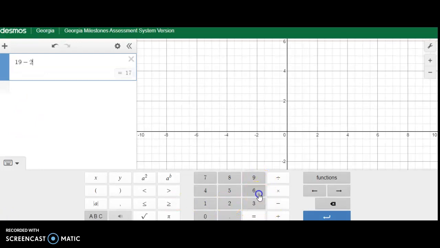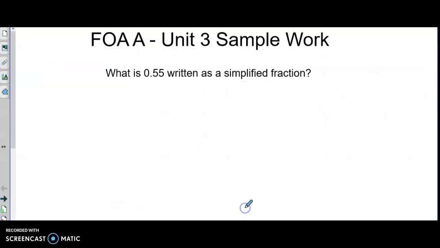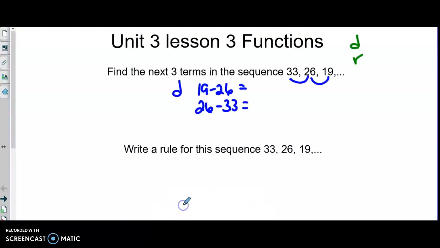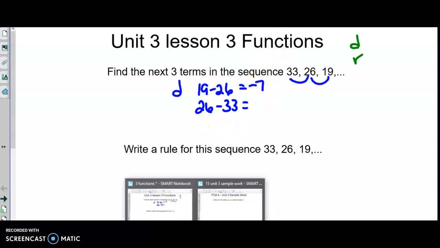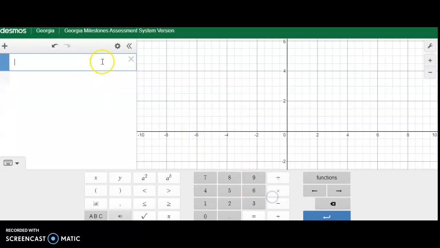19 minus 26 is negative 7. Let me put that down. And then 26 minus 33. Where did I put Desmos? There it is. 26 minus 33.